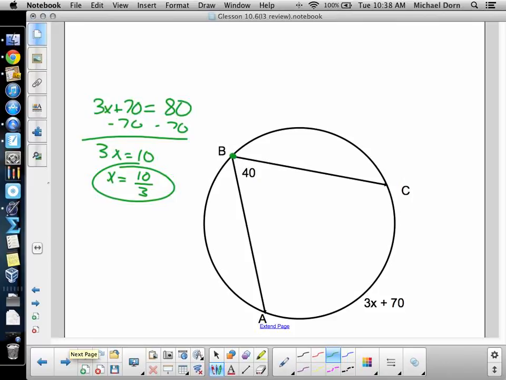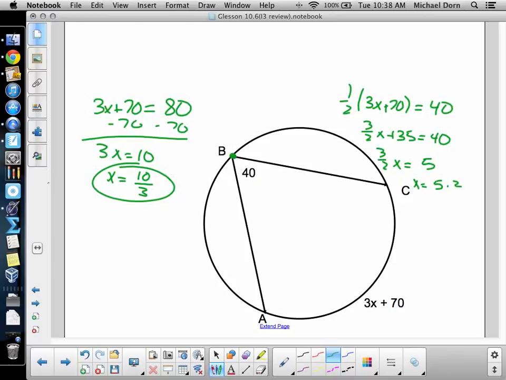Like I said, the other way we could have done this, I could have said 1/2 of 3x plus 70 equals 40. And I get 3/2 x plus 35 equals 40. So 3/2 x equals 5. And I'd have to take x equals 5 times 2/3, which is 10/3. I think that's a little harder just because of all the fractions you have to work with. Here the fraction only comes out at the very end. But both ways work. We get the same answer.